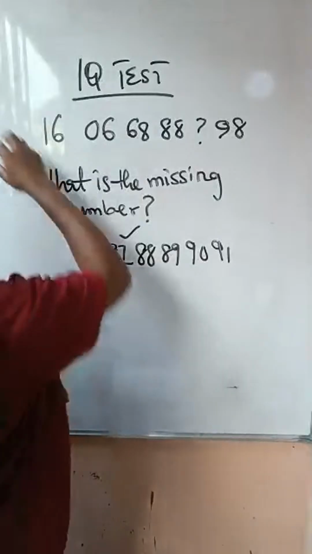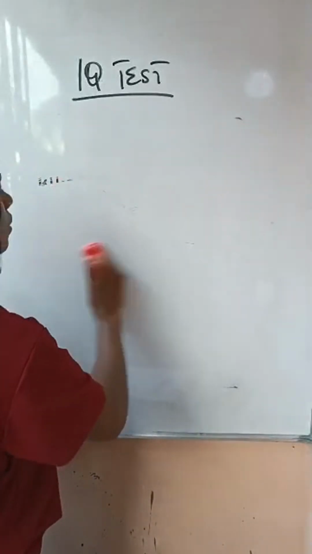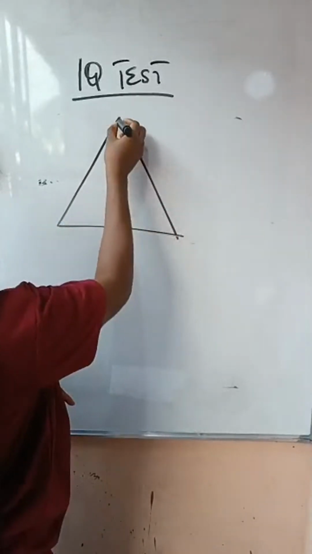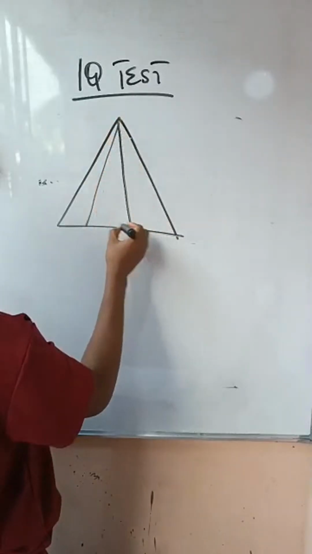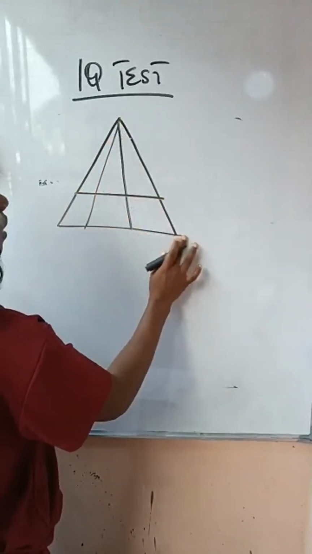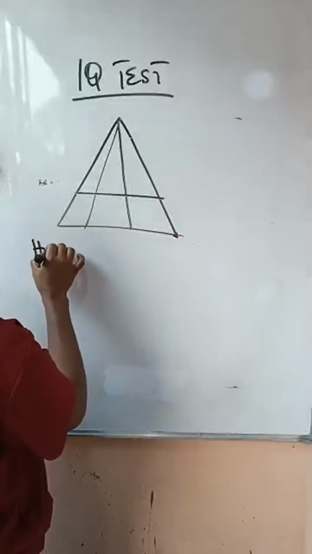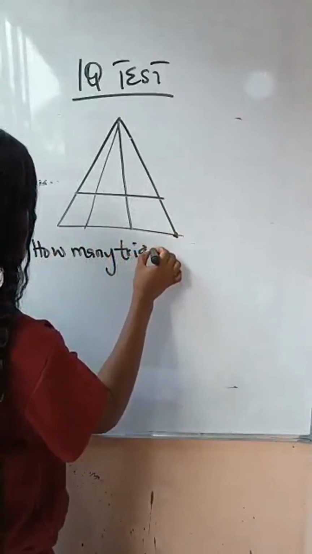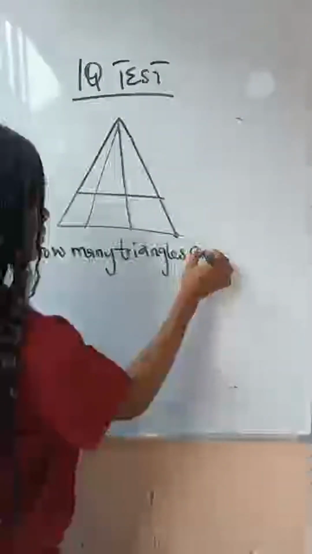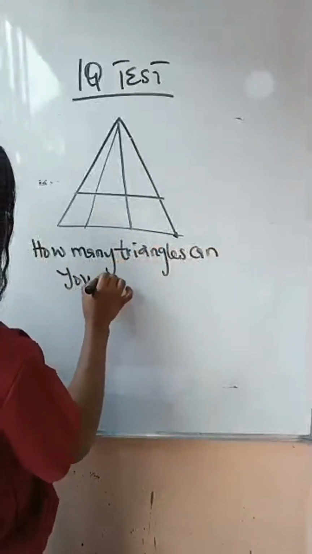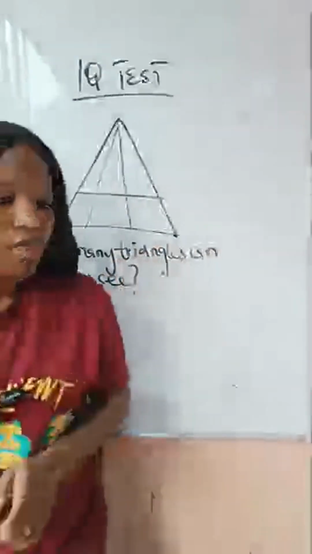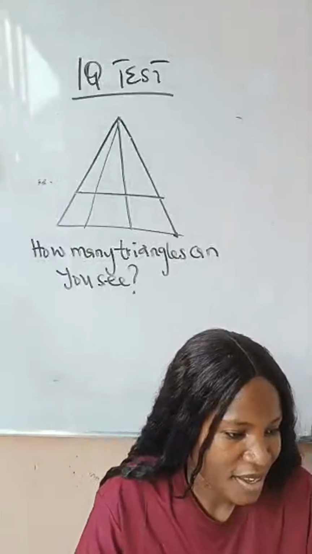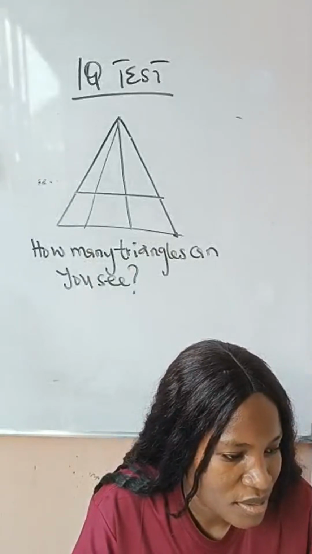Now, how many triangles can you see in this? How many triangles can you see? It's a Google question in our area.